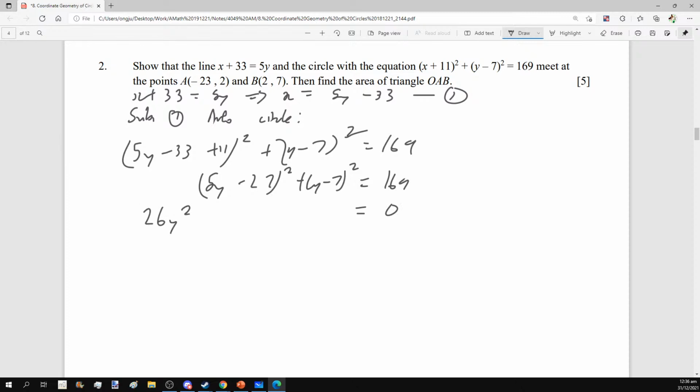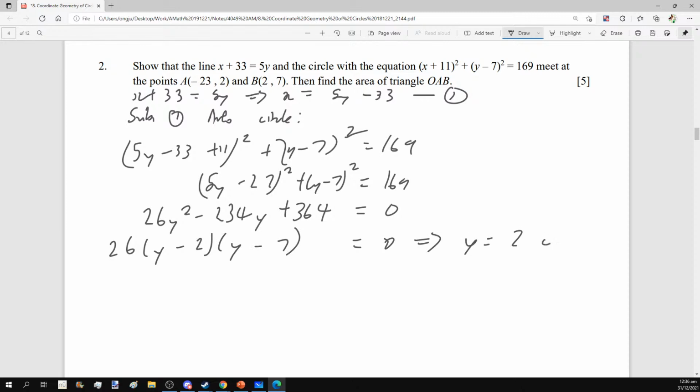It's simple. You must remember the ideal shape of a quadratic equation is algebra squared, algebra, number equals 0. Once you have this, you can use either method you want: completing the square, quadratic formula, or bracket factorization. In this case, factorization works very well. We should get the following, which implies, of course, that y equals 2 or 7. Using equation 1, we know that x will be equal to negative 23 or 2 correspondingly.